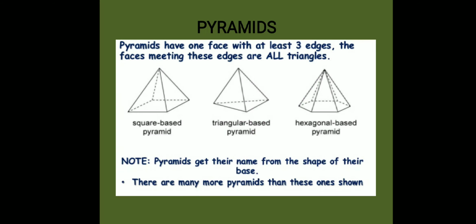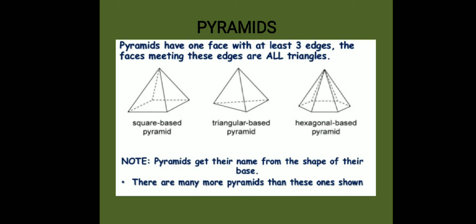Pyramids. Now, pyramids have one face with at least 3 edges, and the faces meeting these edges are all triangles, and it has one vertex at the top. Again, pyramids are named on the basis of the polygon they have at the base.